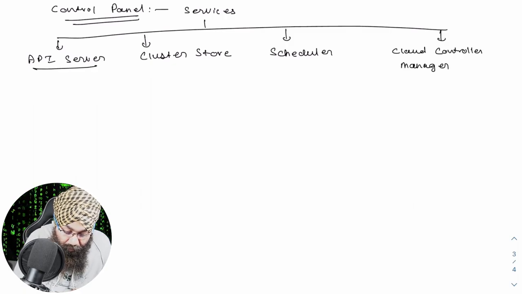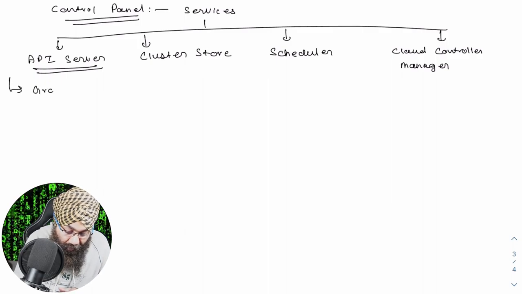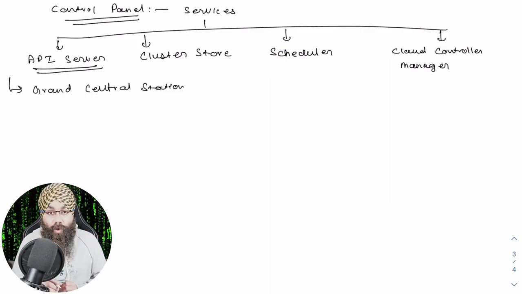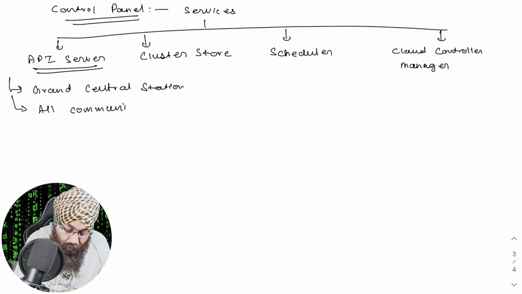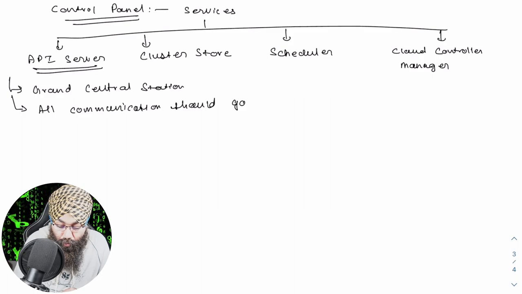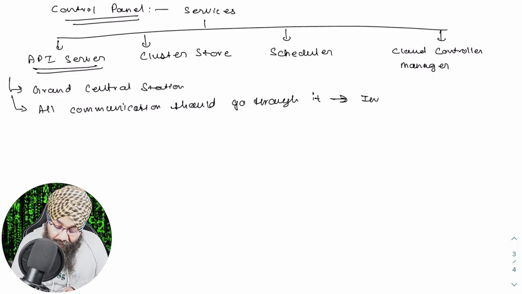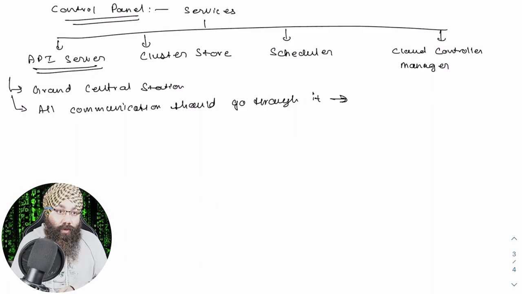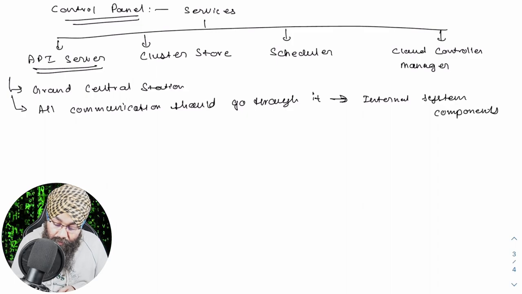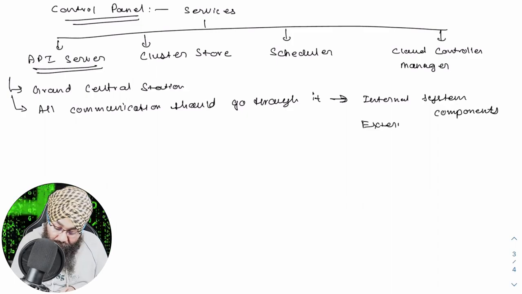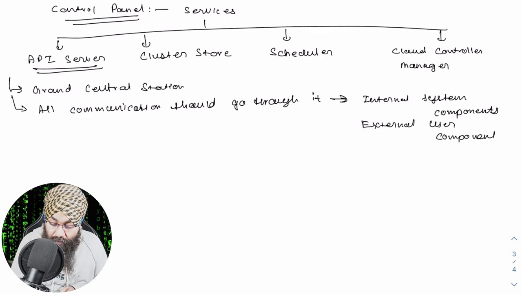So the API server is like Grand Central Station. All the communication between various Kubernetes components should go through the API server. So we mean the internal communication. It includes the communication between the internal system components as well as external user components as well.